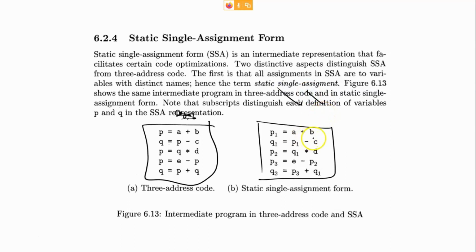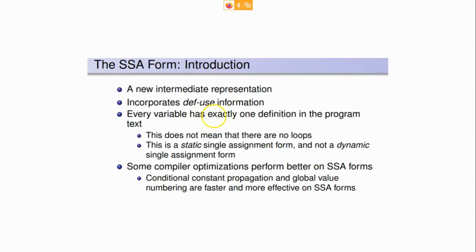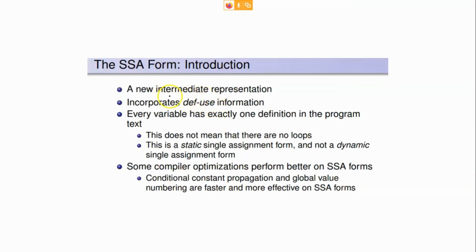Now what you do, like this, when you reuse this P, then you can give it P2. When you reuse this P, then you can give it P3. So this is how you can convert 3 address code into SSA. Let's take some more complicated examples. Before that, let's see some theoretical points.